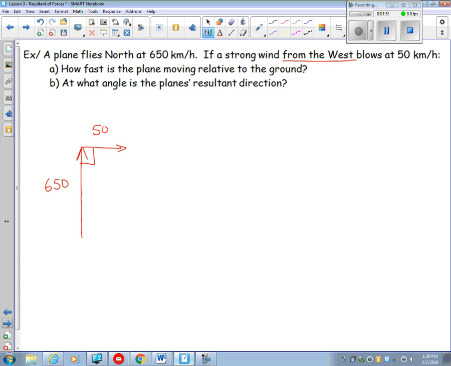So the plane was trying to fly north, it got blown a little bit towards the east, it actually ends up going this direction. And what have I just done? Well, that's vector addition, right? Head to tail, the tail of the first to the head of the last. And I want to know how big this is. So for part A here, the right angle triangle, I can use Pythagoras. 50 squared plus 650 squared will equal x squared. If I put that in my calculator and then square root it, I end up with 651.92 kilometers an hour for x. It's a nice old simple Pythagoras question.